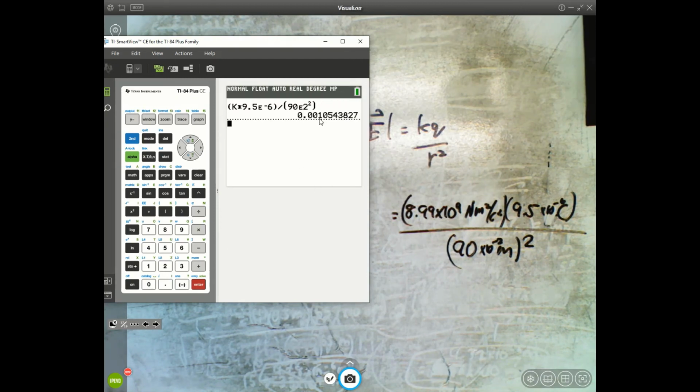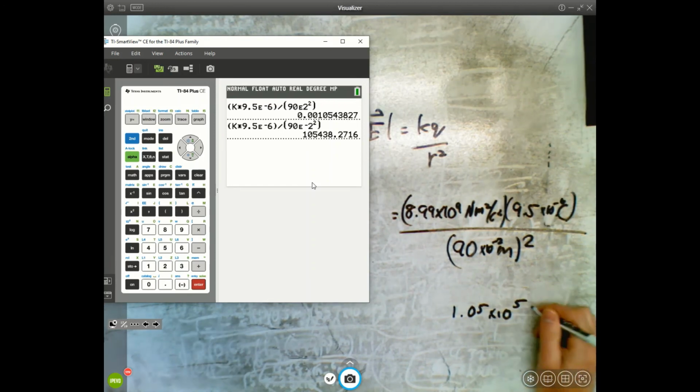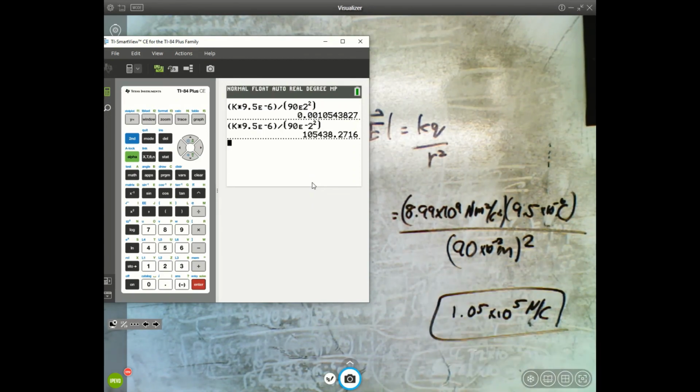Oops, sorry, that's not our answer. I screwed up. It should be times 10 to the negative 2. I was like, that doesn't seem like the answer. So, sorry, it should be E negative 2 squared. And then that's our answer. So we end up getting 1.05 times 10 to the 5 newtons per coulomb. Those are our units. Okay.